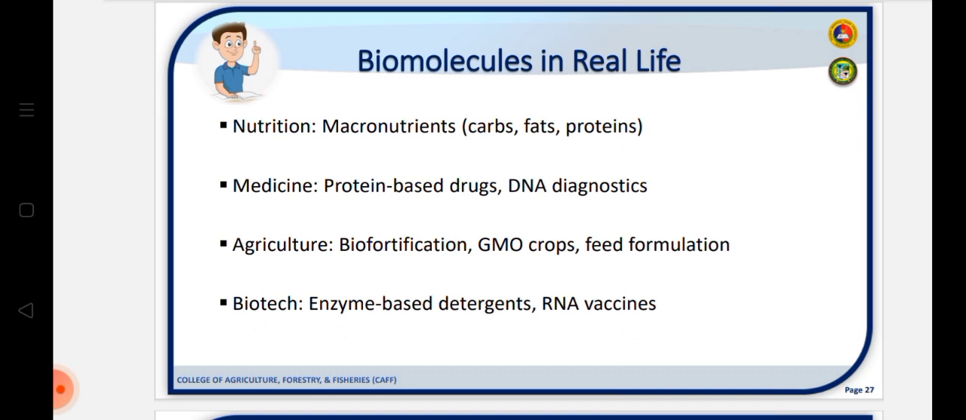Then we have biotechnology. Biotechnology applications include, for example, enzyme-based detergents. So they use proteins to break down stains efficiently. So these powder detergents are enzyme-based. Okay, so these detergents are derived from proteins. Remember, proteins also act as enzymes. Then we have RNA vaccines, like those developed for COVID-19. They demonstrate how nucleic acids can be harnessed for global health solutions.